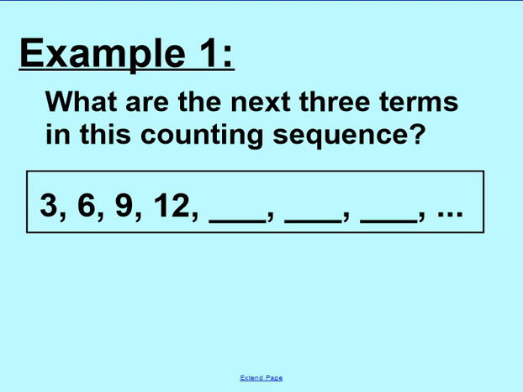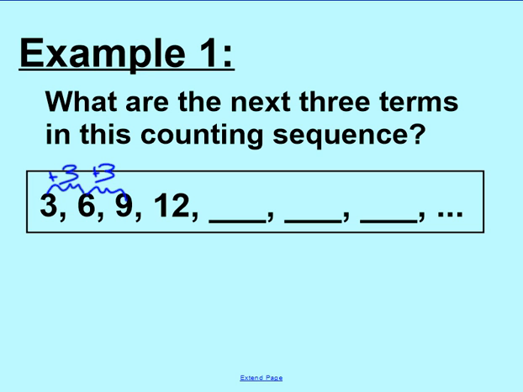So what am I counting by? You might be able to figure out. If you're ever confused, just find out the difference between each term. And if they're the same, then you can find the next one. So how many is it from 3 to 6? 3, 4, 5, 6. It's 3. 6 to 9, 6, 7, 8, 9. 3. So I'm adding 3's.